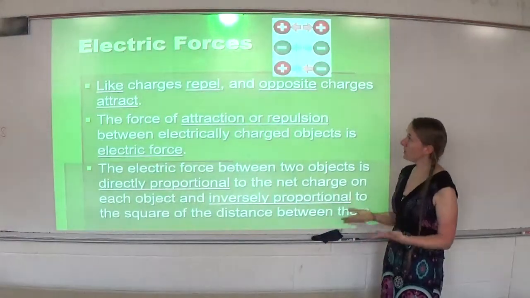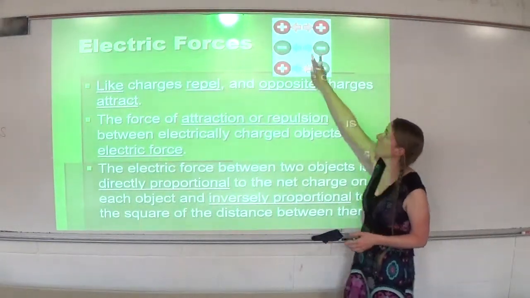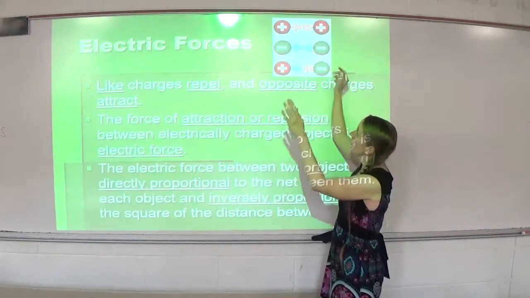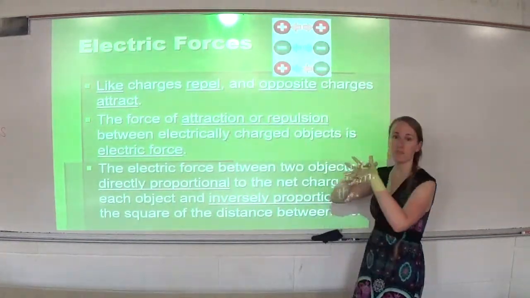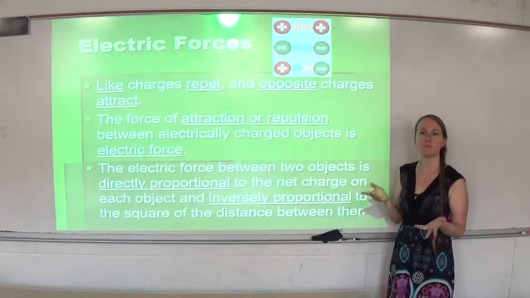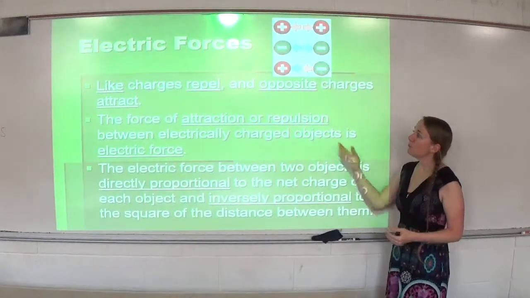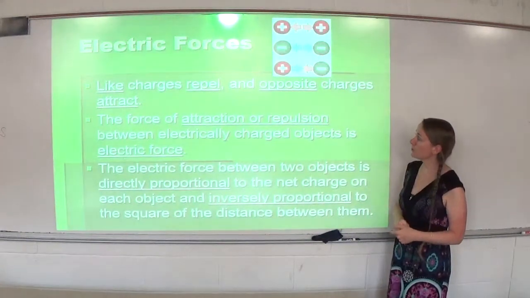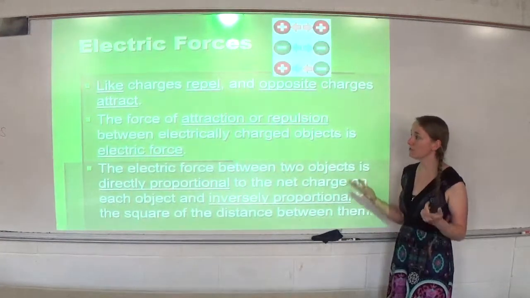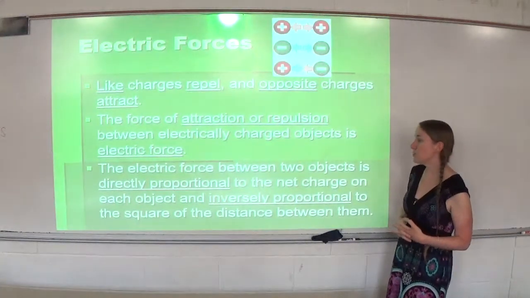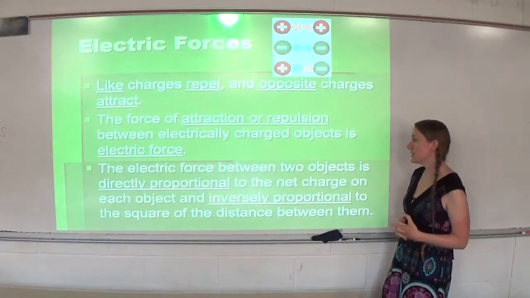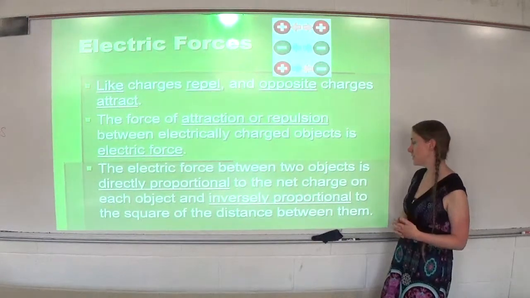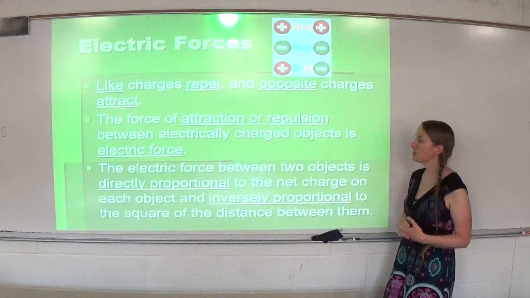Like charges repel and opposite charges attract. So 2 positives will repel, 2 negatives will repel, and a positive and a negative will attract. The same thing works with the poles of a magnet. The force of attraction or repulsion between electrically charged objects is electric force. The electric force between 2 objects is directly proportional to the net charge on each object and inversely proportional to the square of the distance between them.